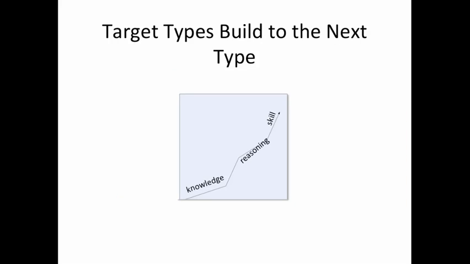This little graph just shows that these learning targets and learning target types don't stand alone. They actually build on each other. So it's impossible to engage in reasoning with a set of facts or concepts unless you know them first.